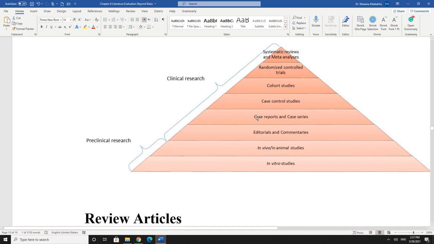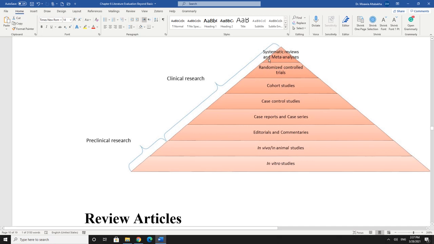Then stronger than this is the case report and case series. Stronger than this is the case control. Stronger than this are the cohort studies, which are prospective. Cohort means group. Then stronger than this are randomized controlled trials. Of course, if you rely only on one, that is weak. If you rely on more than one, then that is really strong. Then the strongest are systematic reviews and meta-analyses.